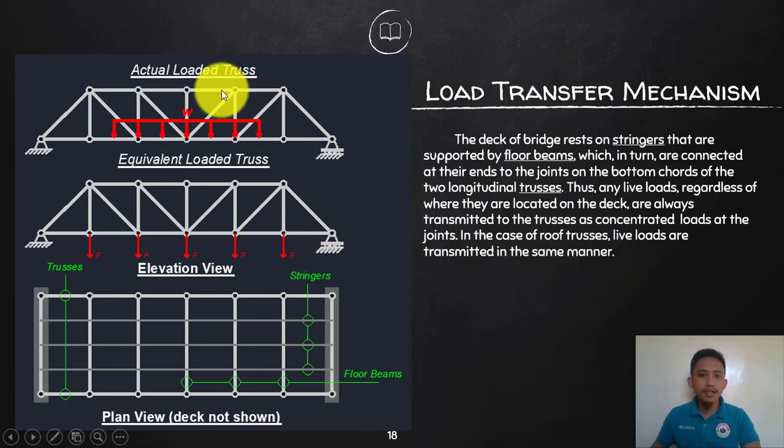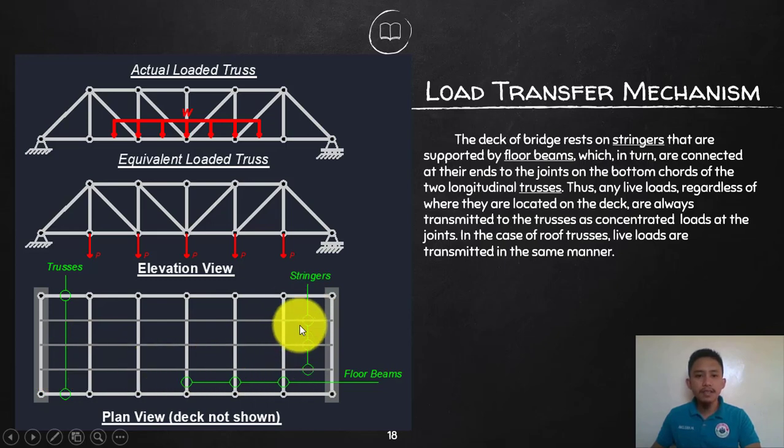So for example, let's consider this bridge truss. In a bridge truss, we have what we call the deck, which is where the traffic will flow. The deck is of course the slab, but that slab will be directly resting on these members, which we call the stringers. These are the first members carrying the loads from the deck or slab.